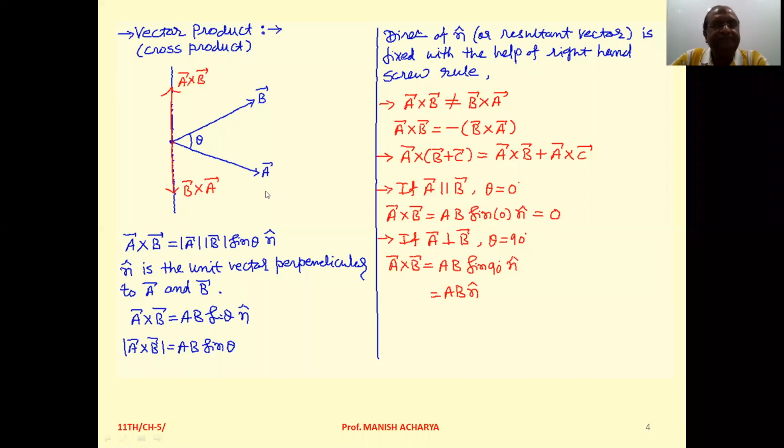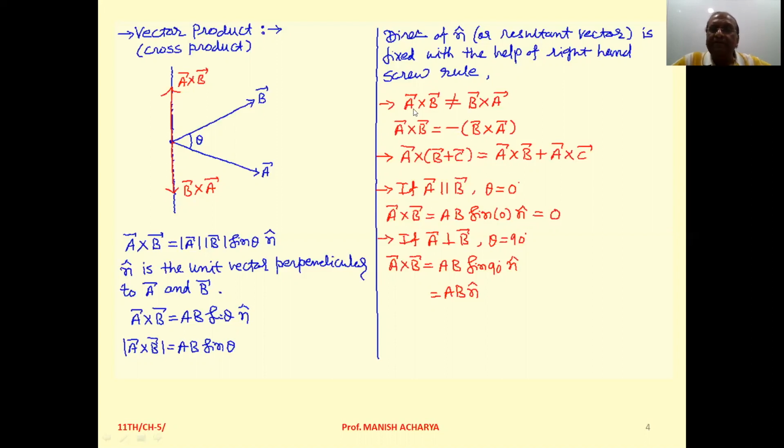Now see here. If we take A cross B or B cross A, then magnitude-wise it will be the same. Magnitude of A cross B, you can write AB sine theta. Or the magnitude of B cross A, if you want to write, you can write BA sine theta. But after all, AB sine theta and BA sine theta are one and the same thing. But see, the direction of A cross B and B cross A is exactly opposite.